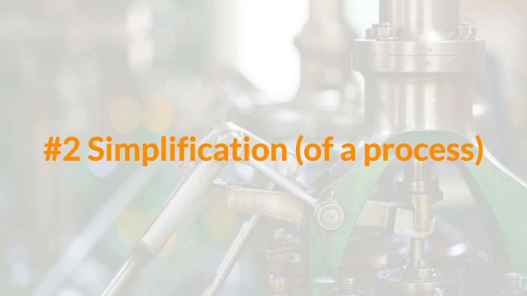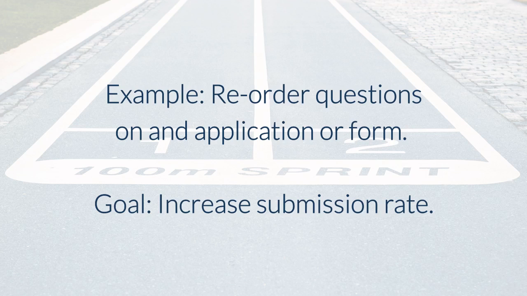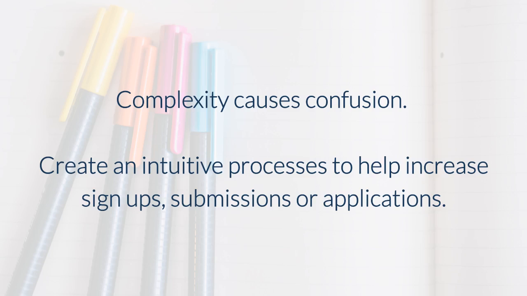Number 2, simplification, usually of a process. The example here is reordering questions on an application or form. The goal, to increase submission rates. Complexity causes confusion. Create intuitive processes to help increase signups, submissions, or applications.